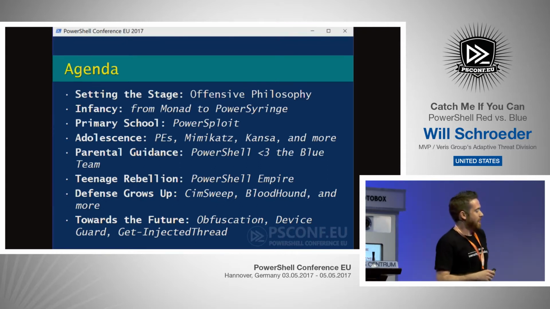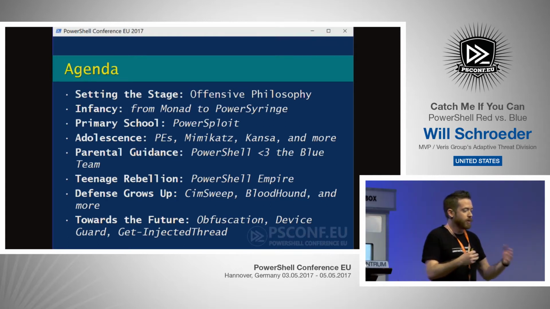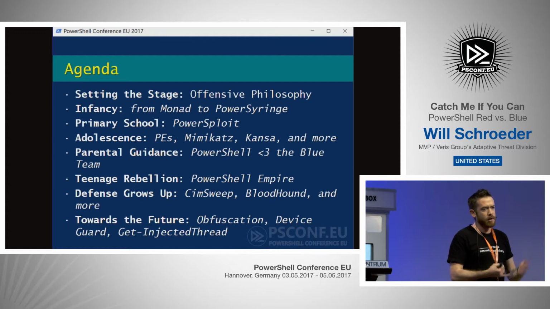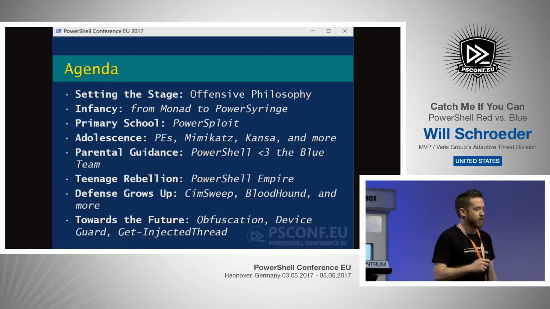We're going to go over a few more defensive projects: SimSuite, BloodHound, Get-InjectedThread, and some of this really cool stuff that people have been developing. Then a little bit towards the future, some of the cutting-edge obfuscation projects that have come out, a bit with Device Guard and Constrained Language Mode, and then that Get-InjectedThread I spoke about.